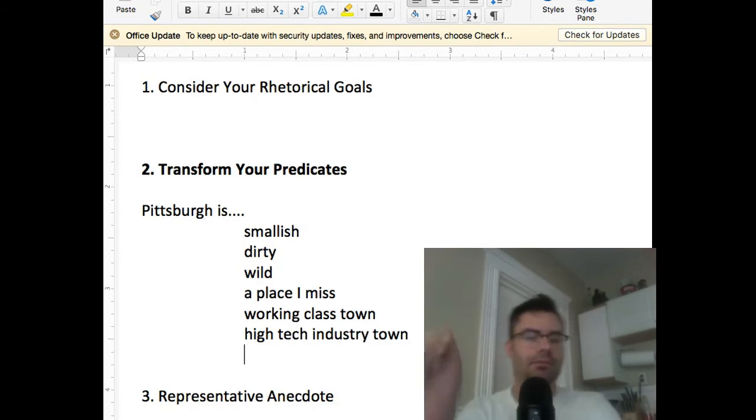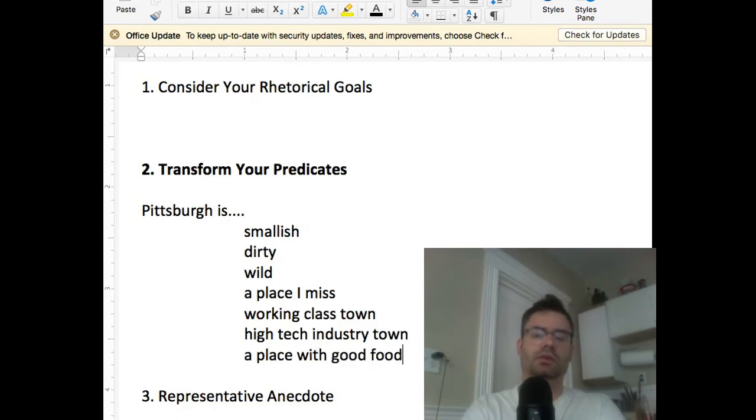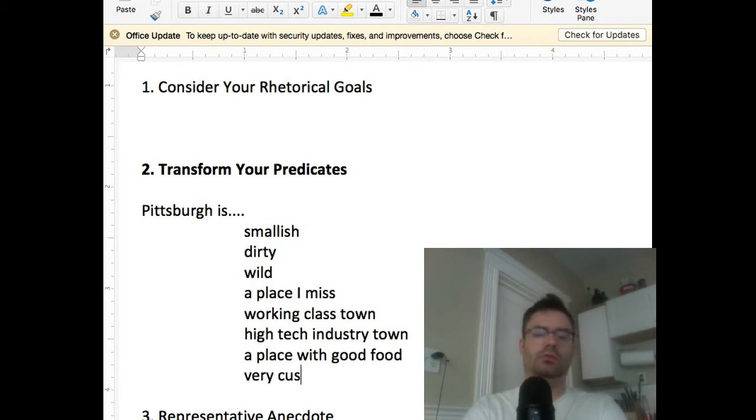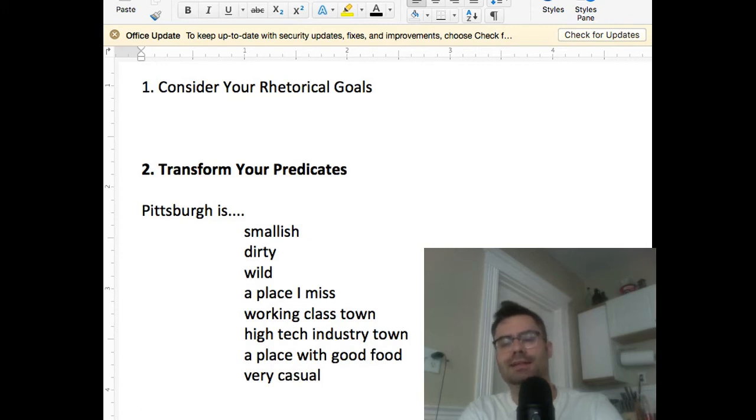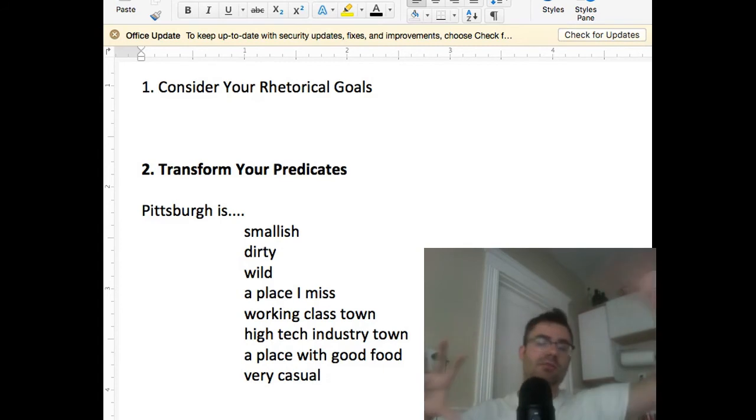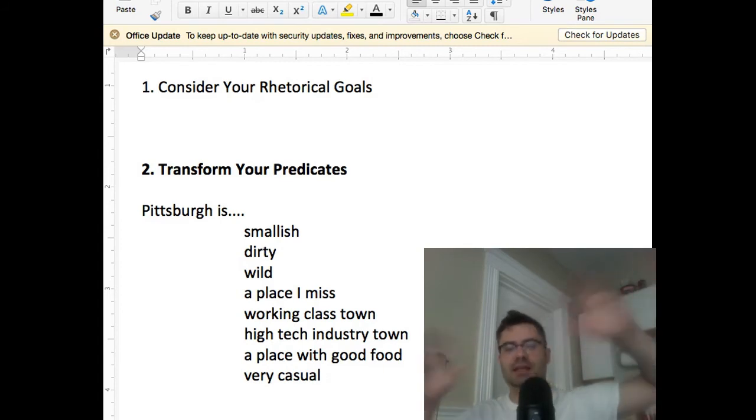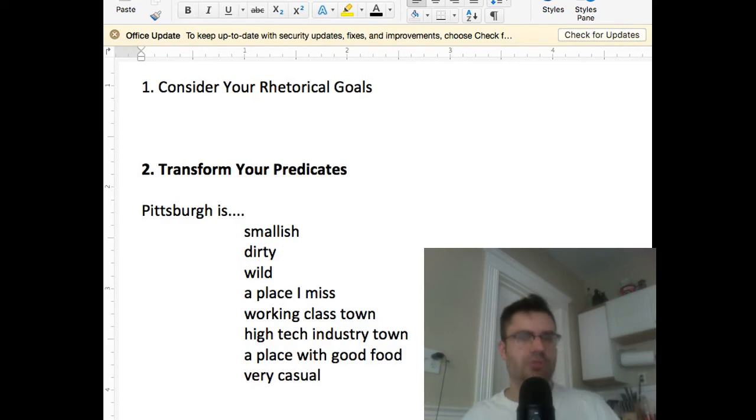I could say Pittsburgh is a place with good food. Very casual. People don't dress up a whole lot in Pittsburgh, right? So anyway, I could make a long list like this, right? This isn't what I'm going to say in my speech. I'm not going to get up and say Pittsburgh is smallish, dirty, wild, a place I miss, working class town, high tech industry town. But from this big list of predicates, you could think about it as brainstorming.